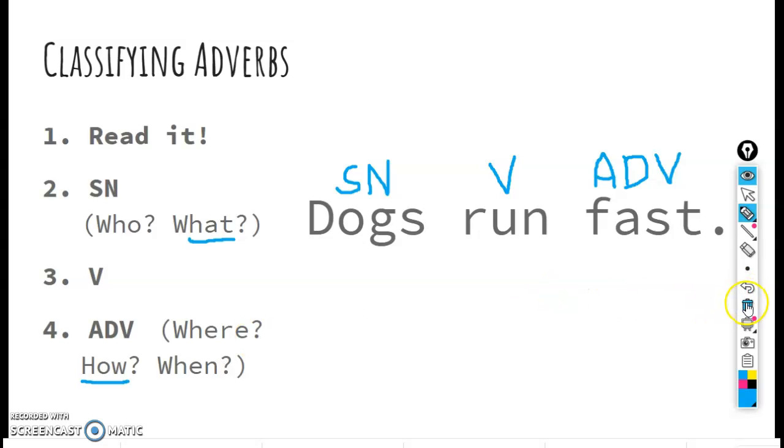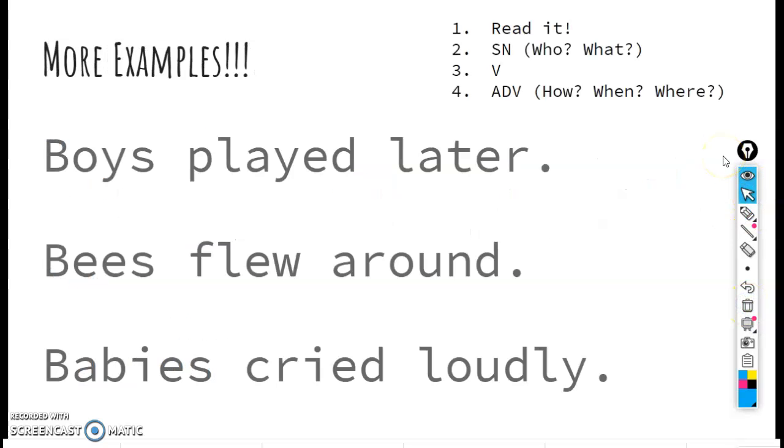Let's do a couple more examples because I know that was a lot. Here we go. Next page, I have 3 examples on this page. I took our steps, I just made them a little bit smaller, but they are now up here at the top. So again, step number 1, read it. Step number 2, find the subject noun. I have to decide if it's who or what. Step number 3, find the verb. And then step number 4, find the adverb and decide if it's how, when, or where.